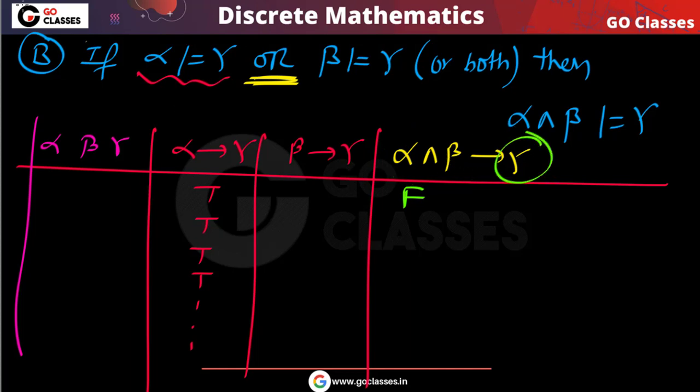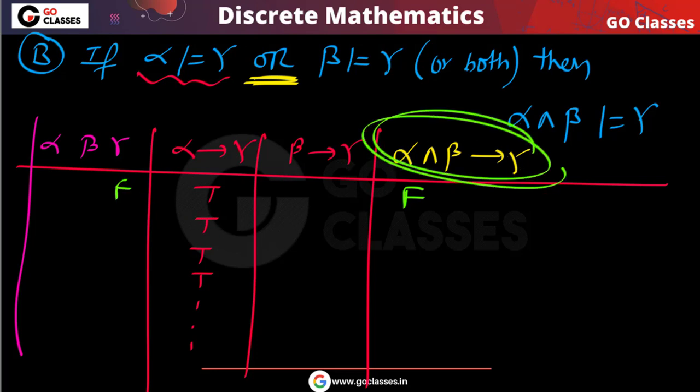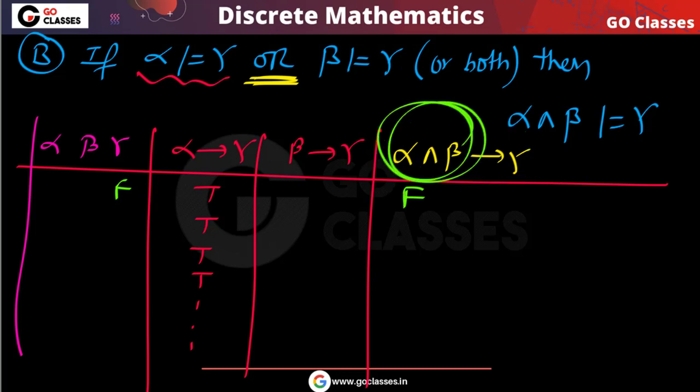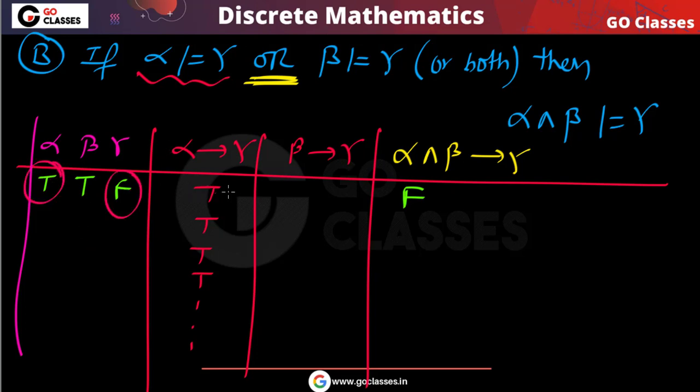So I have to make this gamma false. Correct? I definitely have to make gamma false, and I have to make alpha and beta true. So alpha must be true and beta must be true. Now there is a problem. What is the problem? The problem is that alpha implies gamma is not true.